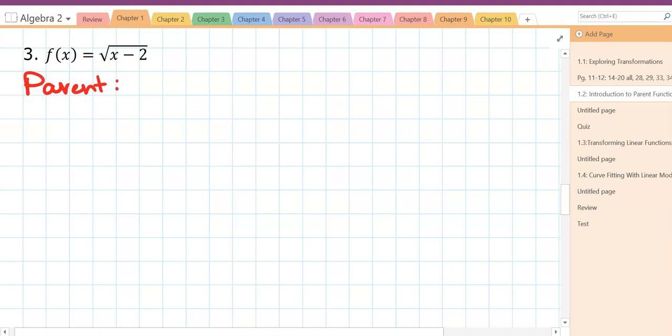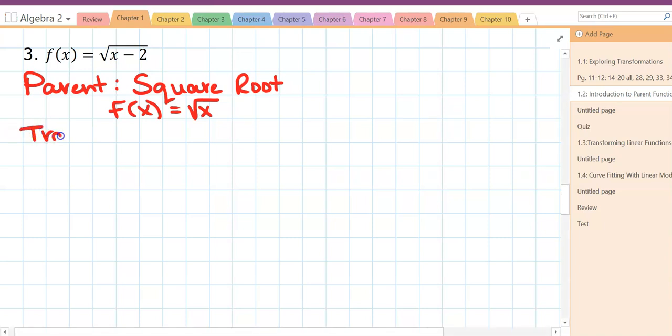So what do you guys think the parent function should be? Good, the square root function. Okay, so the square root function is f of x equals the square root of x. Okay. Now this one's a little bit different because we have that minus 2 inside. So now let's talk about the transformation.